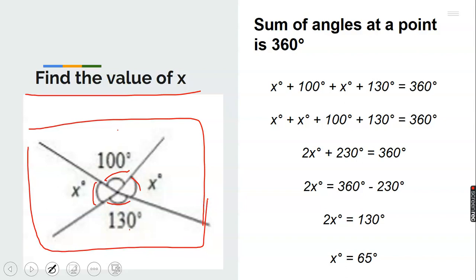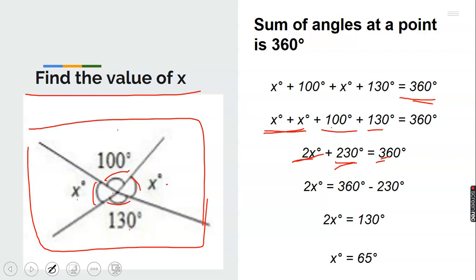Now, what do we do? X plus 100 plus x plus 130 equals 360, because they are meeting at a point. Now, rearrange again. We have x plus x equals 2x. 100 plus 130 will give you 230 equals 360 degrees.